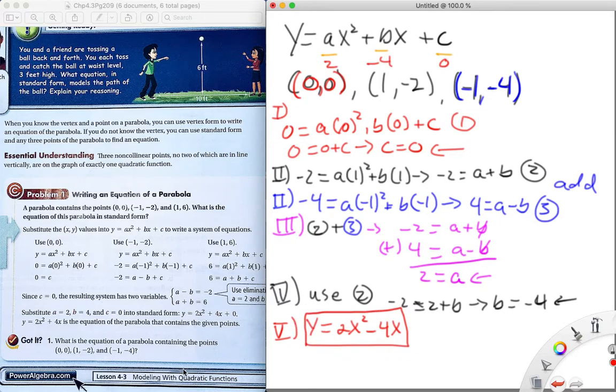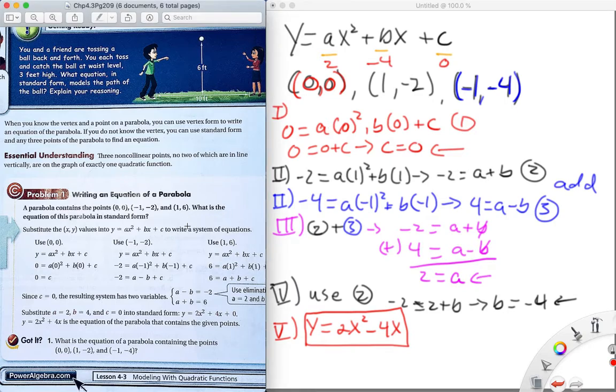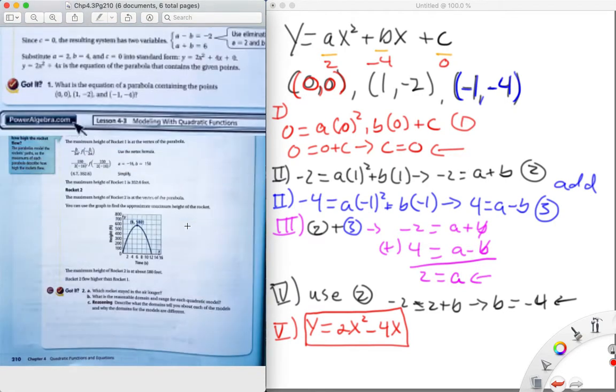Of course, in this Got It, they sort of give you the basic example, and they eliminated the c for you by making it 0. That is not always going to be the case, and we'll talk about that in a second.